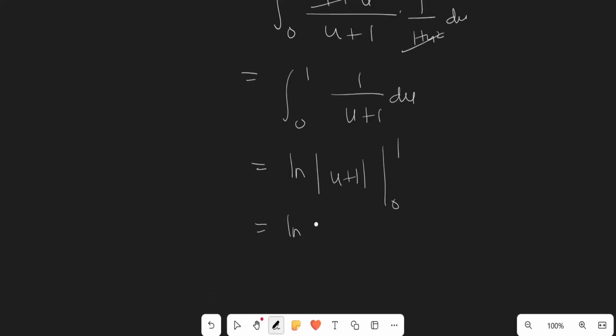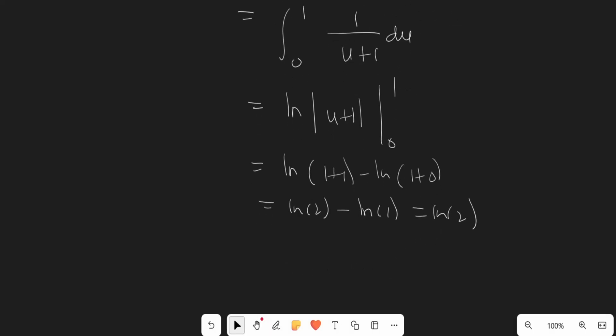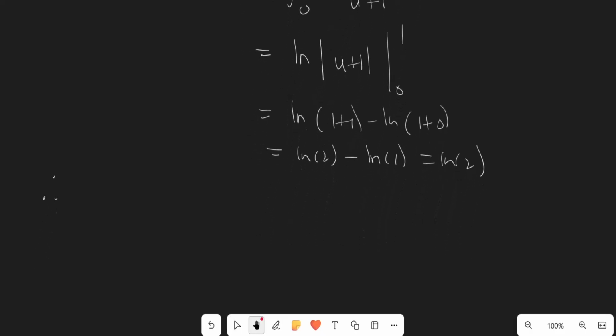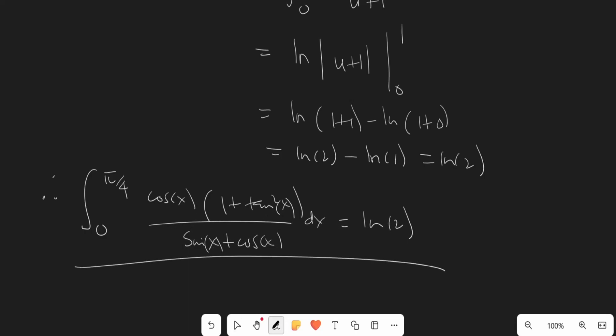So this is really the natural logarithm of 1 plus 1 minus the natural logarithm of 1 plus 0, which is the natural logarithm of 2 minus the natural logarithm of 1, and that is equal to the natural logarithm of 2. So therefore our integral, the integral from 0 to pi over 4 of cosine of x times 1 plus tan square of x divided by sine x plus cosine of x dx, evaluates nicely to the natural logarithm of 2.